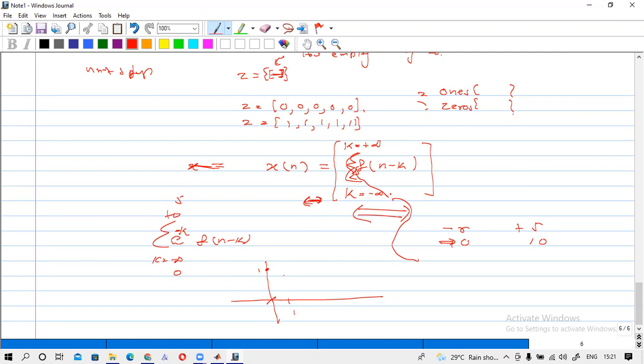So it is a smaller value than 1. And when it is 2, it is e to the power minus 2. So you will get values like this, up to 5. So you will get the impulse like this. Is it correct, or is it the other way?